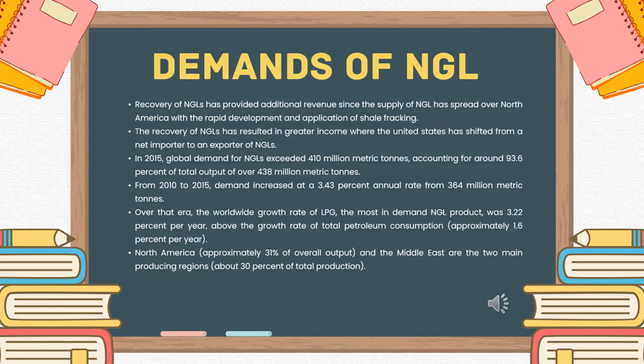From 2010 to 2015, demand increased at a 3.43% annual rate from 364 billion metric tons. Over that era, the worldwide growth rate of LPG, the most in-demand NGL product, was 3.22% per year, above the growth rate of total petroleum consumption, approximately 1.6% per year. The two main producing regions of NGLs are North America with approximately 31% of overall output, and the Middle East with approximately 30% of total production.